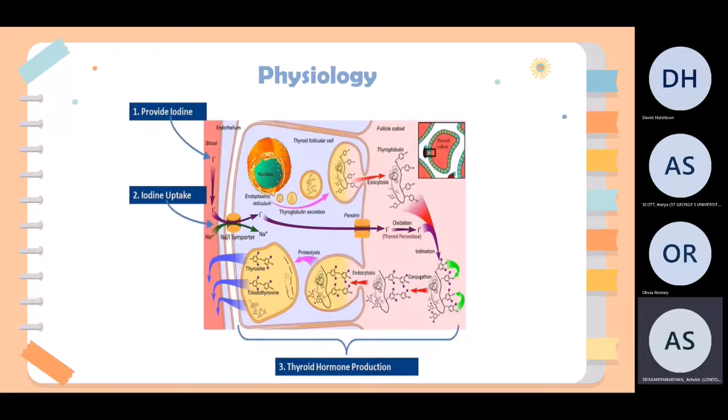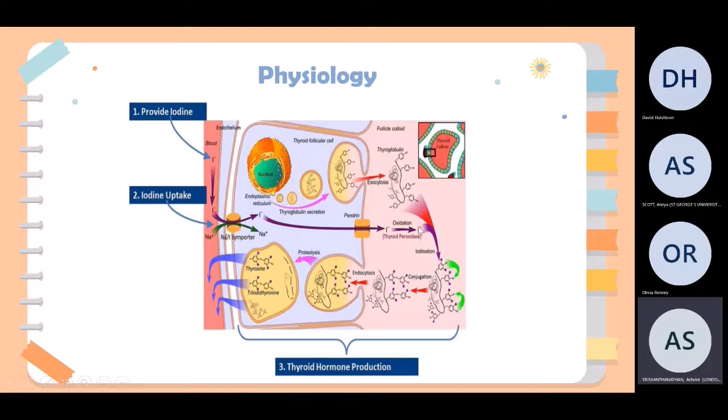So just to go over the basic physiology. You get your iodine from your diet mainly, and it comes in the form of iodide ions. These are taken up into the follicular cells by sodium iodide transporters. They come into the cell and then they're moved out through a transporter called pendrin here. And then the thyroid peroxidase is really key in oxidating this iodide into iodine.